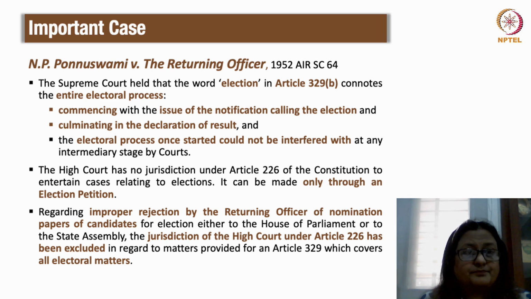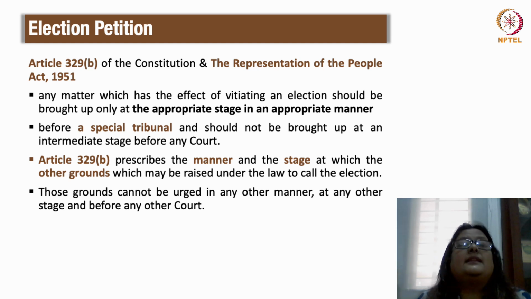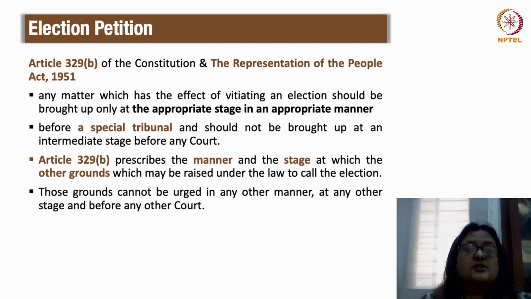And the High Court has no such jurisdiction. Now, Article 329, the election petition, Part 15 of the Constitution and the Representation of the People's Act talk about the election petition. Election petition must consist of any matters which have the effect of vitiating the election process. It can be brought at an appropriate stage in an appropriate manner. Earlier, there was a special tribunal called the Election Tribunal, but now it is under the High Court. Article 329B prescribes a manner and stage at which the other grounds may be raised under the law to call for the election.